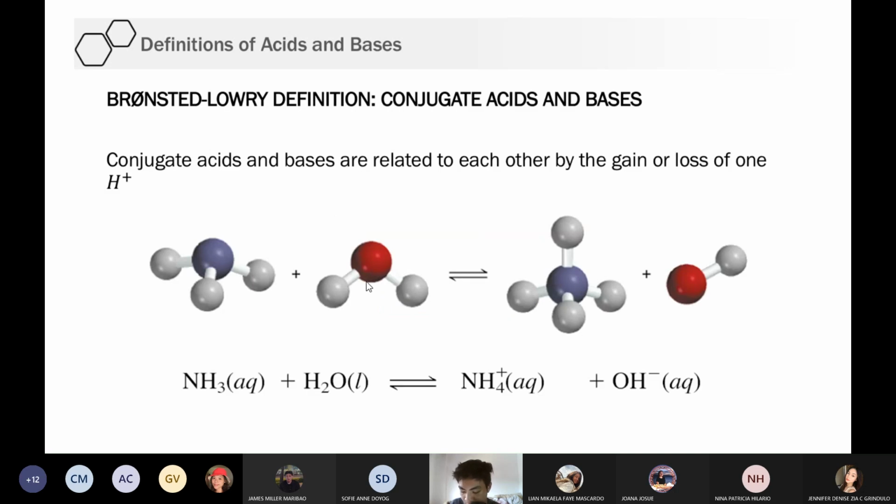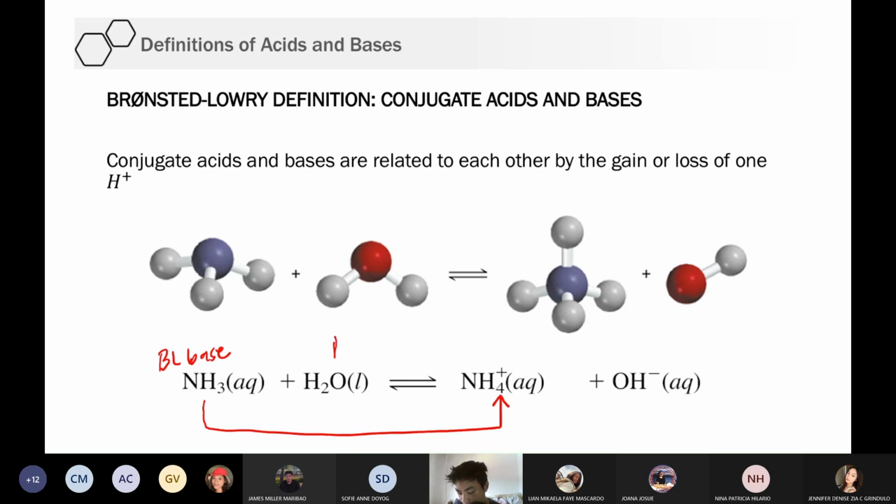Let's look at this one again. So, we have ammonia reacting with water, producing ammonium ion and hydroxide ion. Okay. So, define natin, sino dito yung Bronsted-Lowry acid and base. No? So, kung titignan nyo, si ammonia, ano nangyari kay ammonia? Pagdating sa product side, nadagdagan siya ng H+. So, tawag kay ammonia ay Bronsted-Lowry base. Kasi nadagdagan siya ng H+. No? Tumaas yung proton number niya.